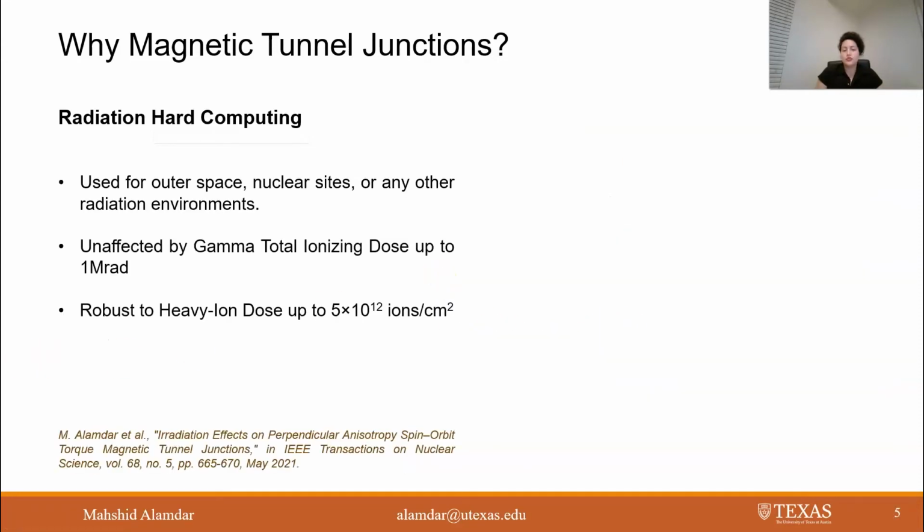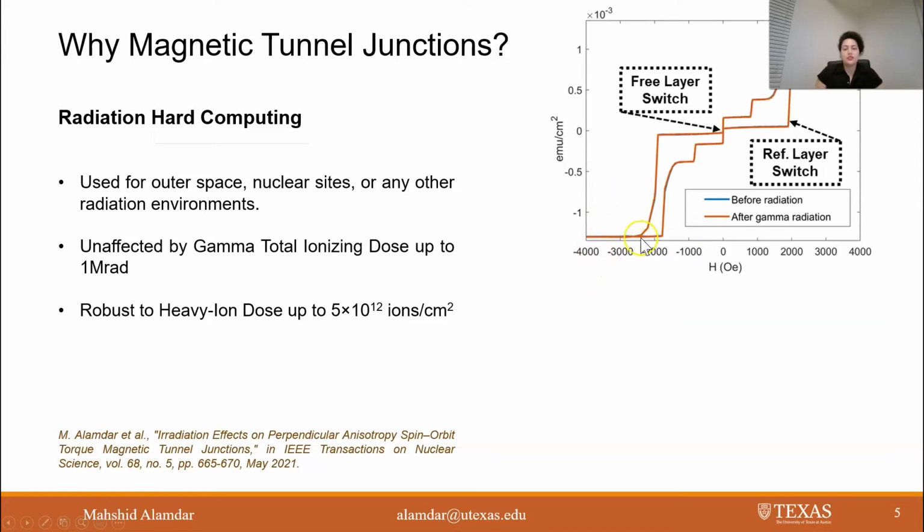Radiation-hard computing is used for certain situations such as outer space, nuclear sites, or any other radiation environments. There are several types of radiation methods to test radiation hardness of electronic devices. Here we studied the radiation hardness of the spin-orbit torque magnetic tunnel junction to gamma and heavy ion radiation. This figure shows the magnetic hysteresis loop, which shows the device on-off ratio before and after gamma radiation. As you can see, gamma radiation up to a dose of 1 megarad has no observed effect on either of the free or reference layer behavior of these MTJs.